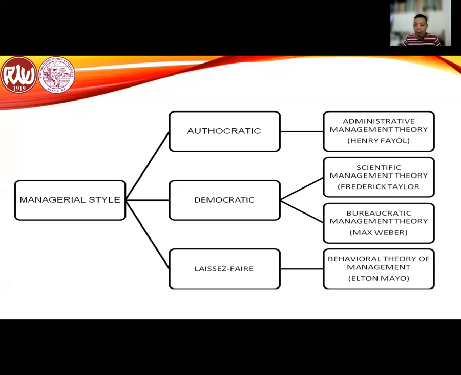The other one is democratic, and we can glean this particular style in the scientific theory and the bureaucratic management theory of Frederick Taylor and Max Weber.